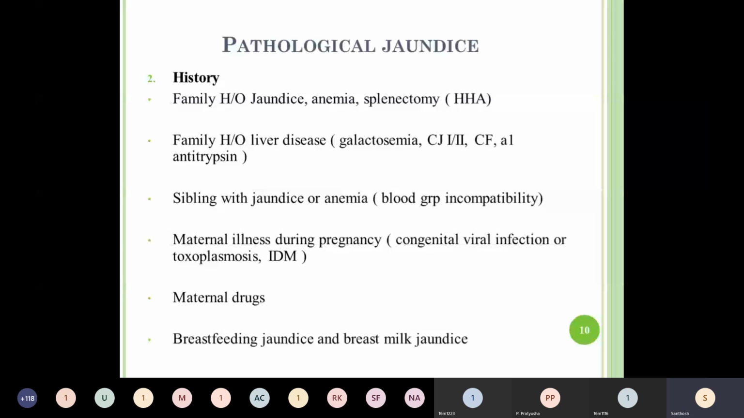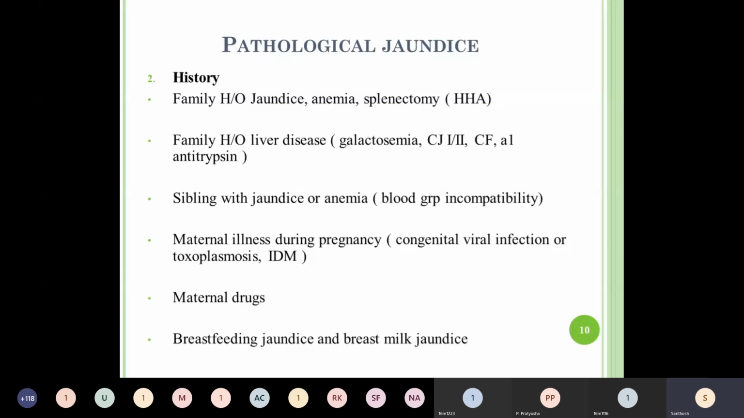The mother is RH negative and the baby is RH positive. During the first pregnancy, what happens? At the time of delivery, or if any abortion is there, only a small amount of RBCs from the fetus gets spilled into the maternal circulation, and the mother gets sensitized. Okay, now the antibodies are formed.